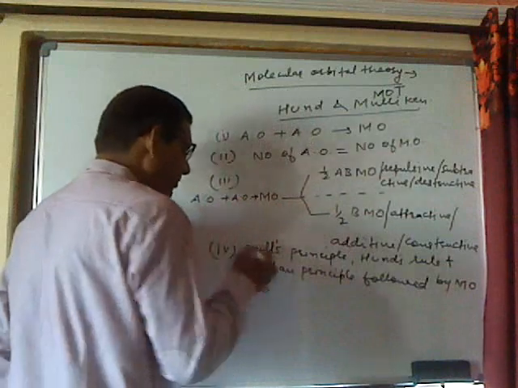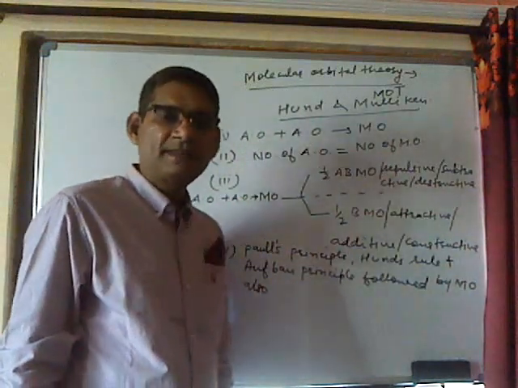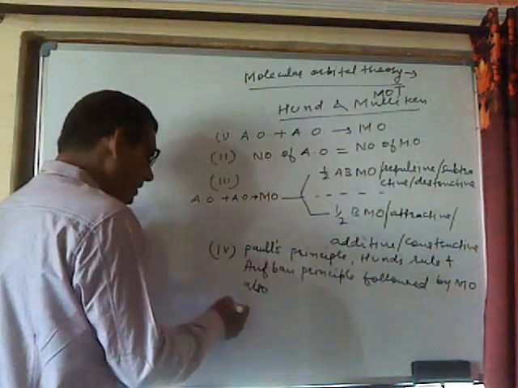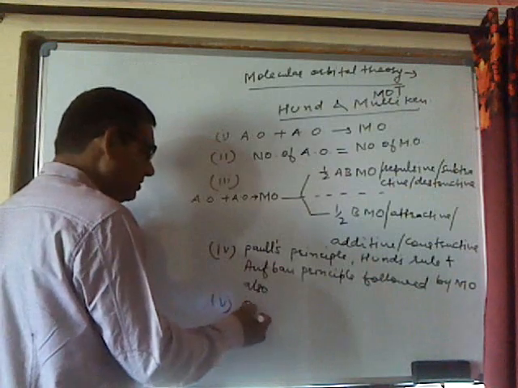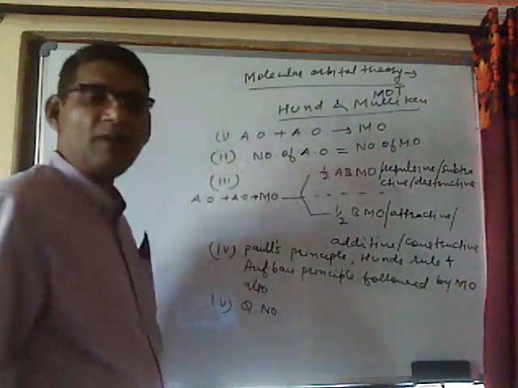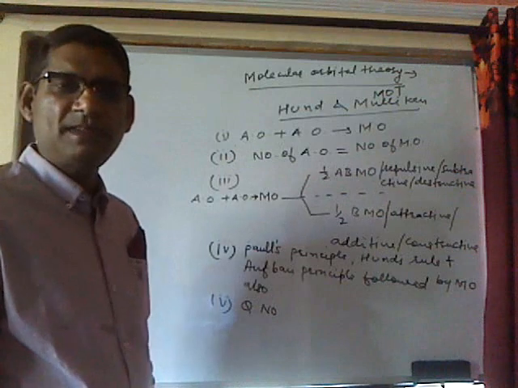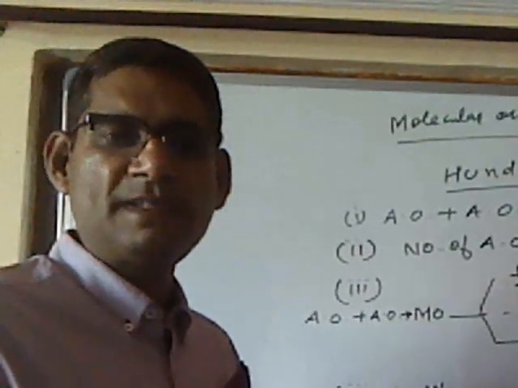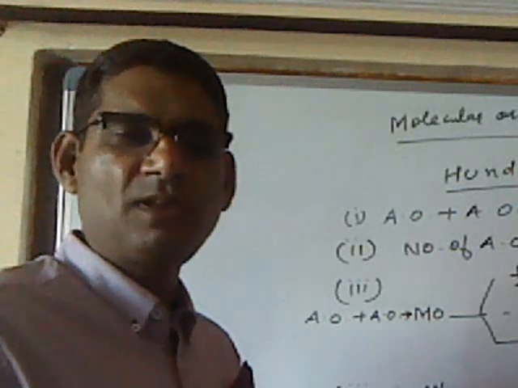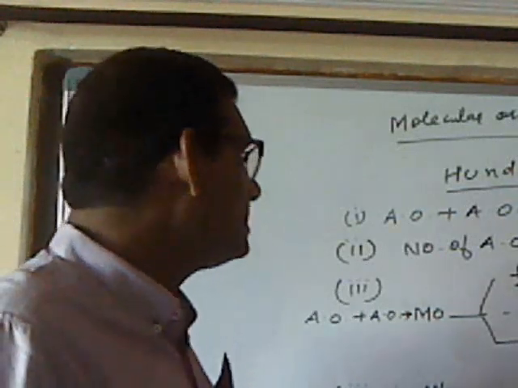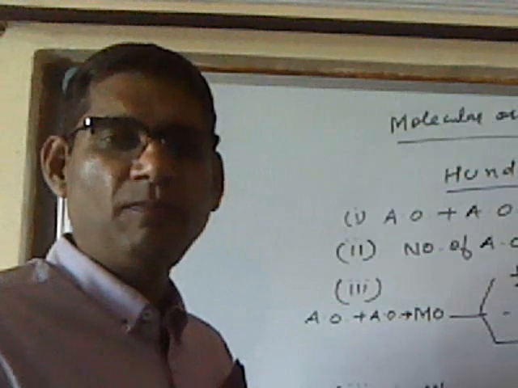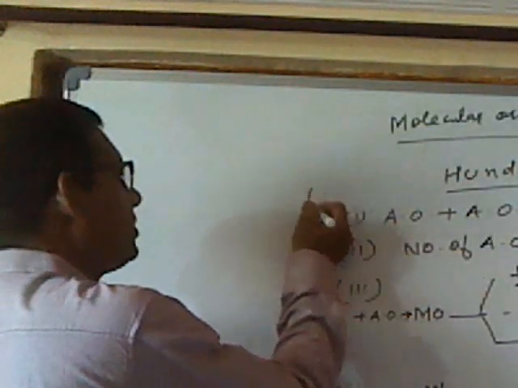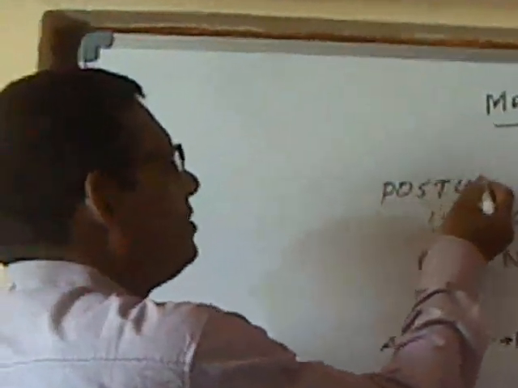As atomic orbitals have their own quantum numbers, molecular orbitals also have their specific quantum numbers. So these are the main postulates of molecular orbital theory, which was given by Hund and Mulliken.